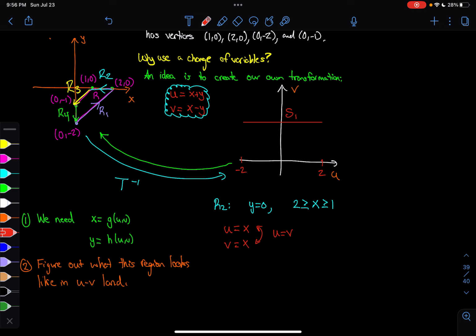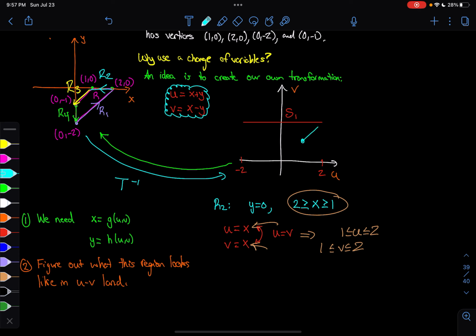Well, x goes from 1 to 2, which means u and v go from 1 to 2. So this bit right here tells us that, courtesy of what we have over here, u is going from 1 to 2, and v is going from 1 to 2. And that's just going to be a little diagonal segment here, from 1 to 2, like so. So that right there is going to be my S2, we'll say. And so we have our S1 going this way.